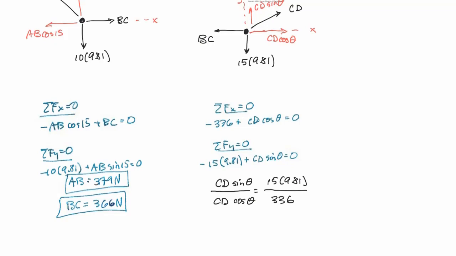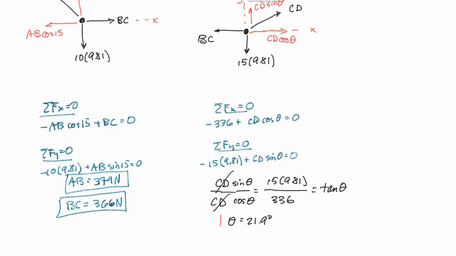When you do that, CD ends up canceling because it's in both the numerator and the denominator. Sine over cosine is equal to tangent theta. Divide that and take the inverse tan, and you can solve this for theta, which is equal to 21.9 degrees.